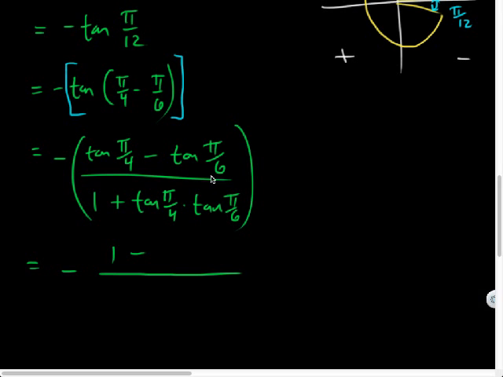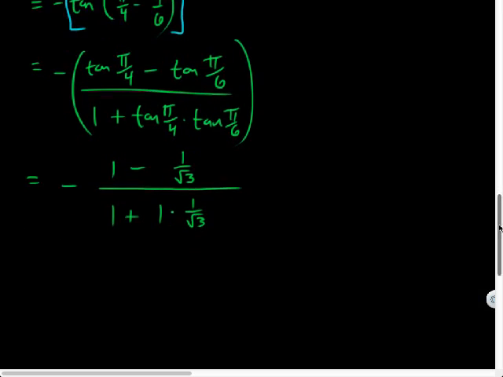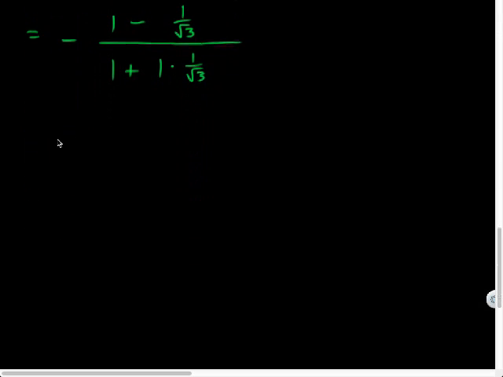But anyways, tan of pi over 6. Pi over 6 is 30 degrees. Tangent is 1 over the square root of 3 in that case. And let's see, 1 plus tan of pi over 4 is 1 multiplied by 1 over root 3, right, because tan pi over 6 again. Let's see if I can figure this out here. So this is equal to the opposite of 1 minus, I'm going to write that as root 3 over 3, all over 1 plus root 3 over 3.